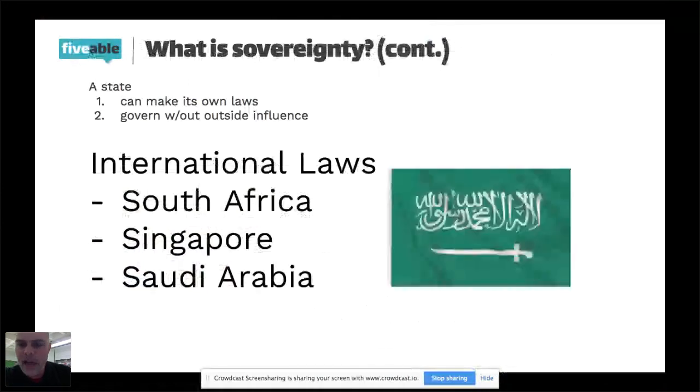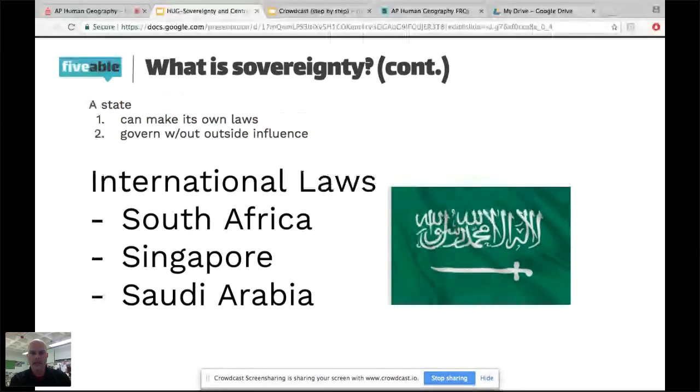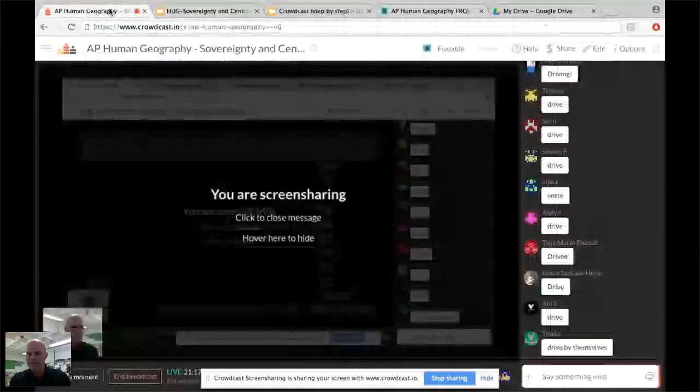All right. This is the flag of Saudi Arabia. You might have talked about this in your classes. In Saudi Arabia, what did women just very recently get the right to do for the first time in Saudi Arabia's history? Anybody tell me? Let's see what you guys got. Very good. Drive. That's right.